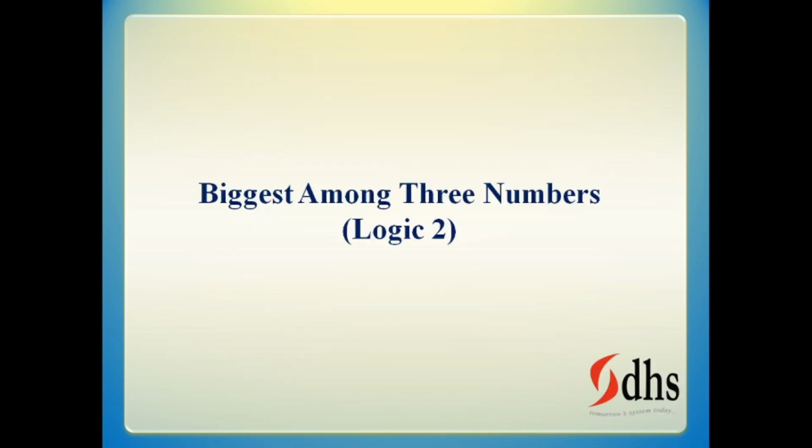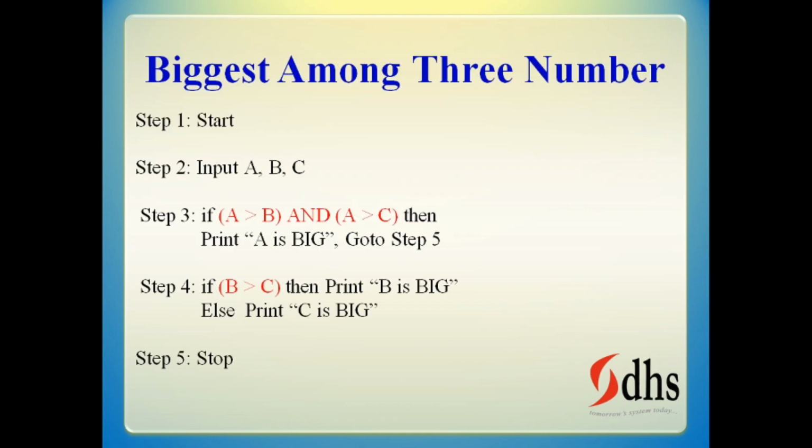Thank you. The biggest among three numbers, logic 2. Here we are going to get the three numbers A, B, C and compare. If A is greater than B and A is greater than C, then print A is big. Else it is not necessary to check A again. We know that A is not big, so we consider if B is greater than C, then print B is big. Else C is big, over.